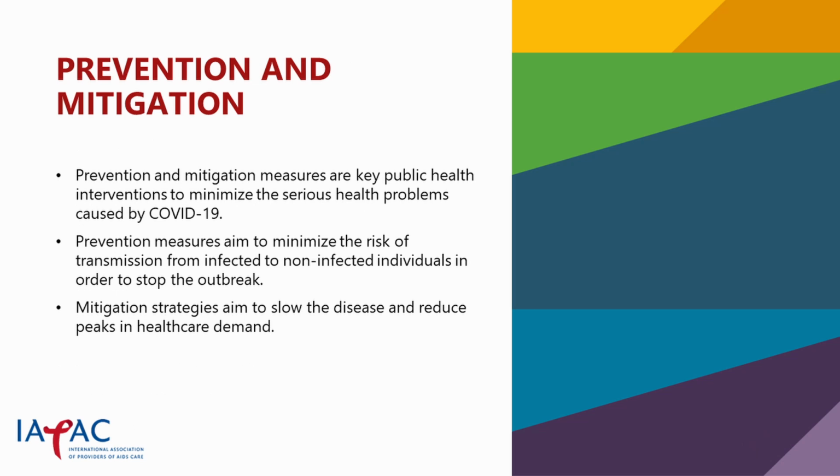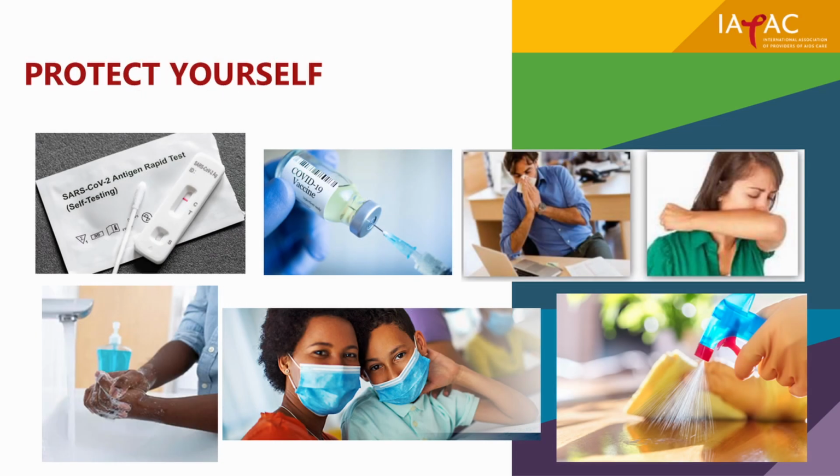Prevention and mitigation measures are key to public health interventions to minimize severe health problems caused by COVID-19. Prevention measures aim to minimize the risk of transmission from infected to non-infected individuals in order to stop the outbreak. Mitigation strategies aim to slow the disease and reduce peaks in healthcare demand. Now, there are 7 ways to protect yourself. That is testing, vaccination, covering your nose and mouth when you cough, washing your hands, masks, and cleaning surfaces.